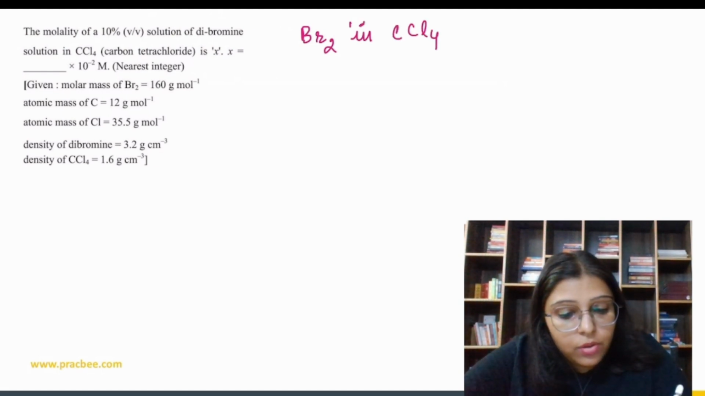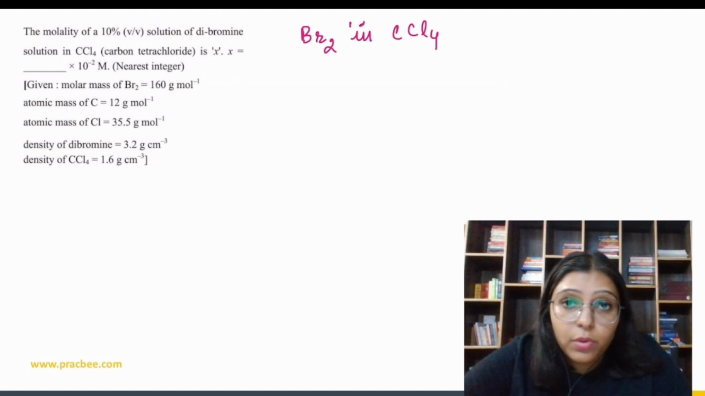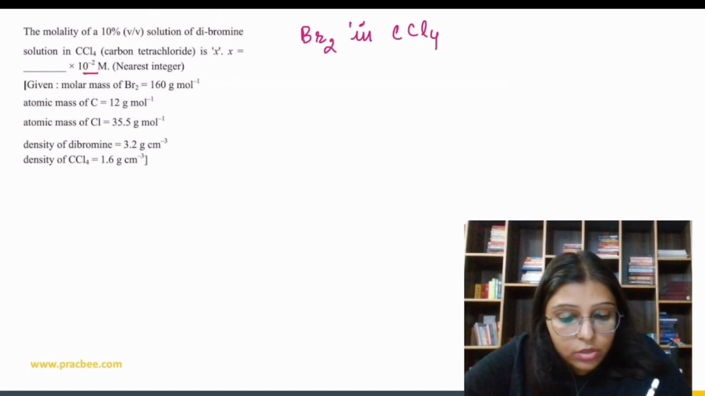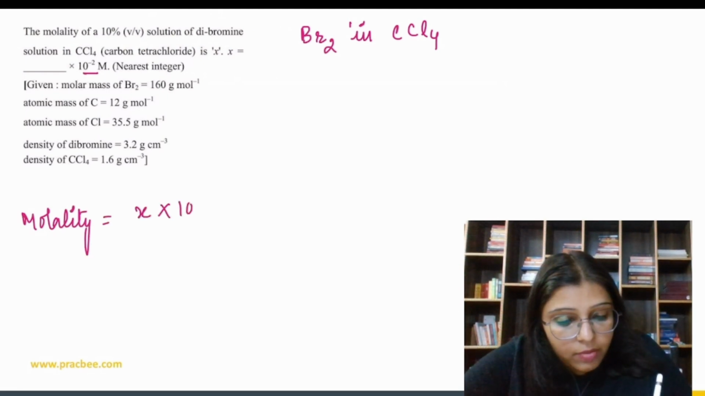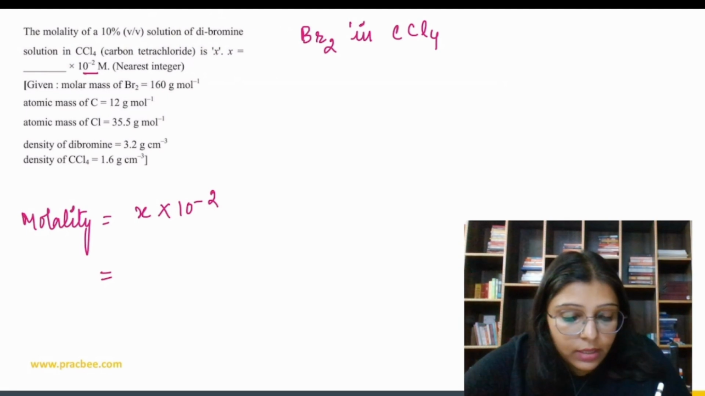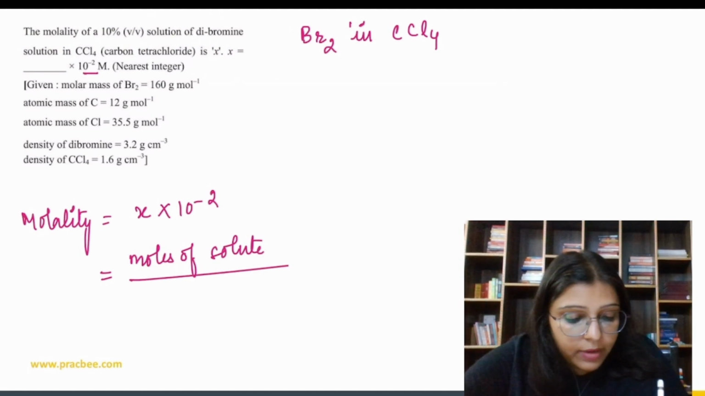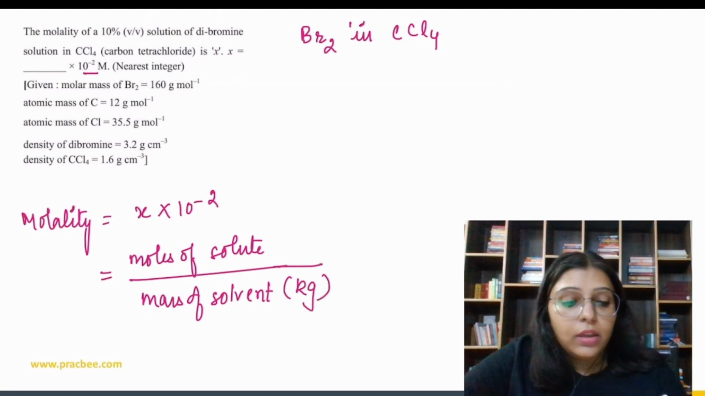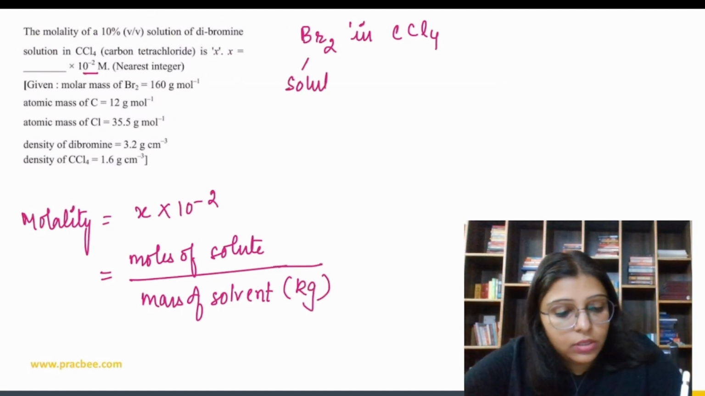Okay, so we have to find out the molality. Molality is X and we have to report the molality in terms of 10 to the power minus 2. So it means molality is X into 10 to the power minus 2. And what is molality? Moles of solute divided by mass of solvent in kg. Now Br2 is the solute and CCl4 is the solvent.